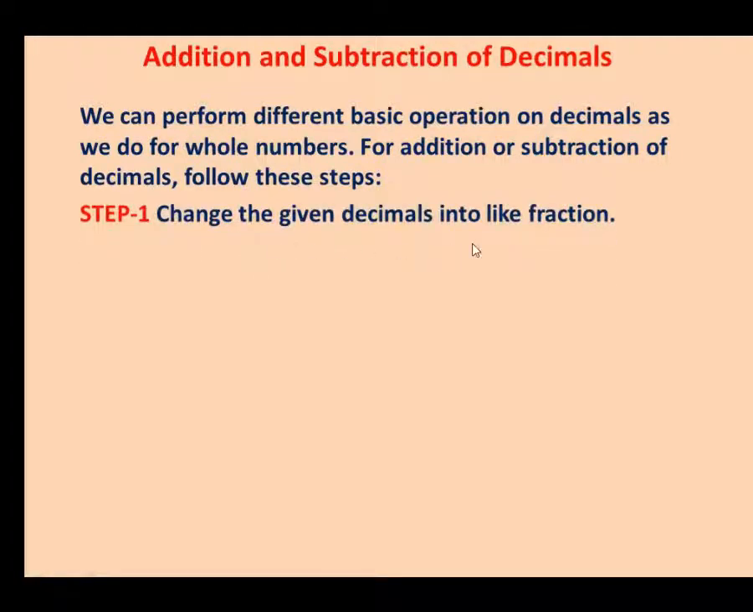Change the given decimals into like fractions. First of all, we need to change the numbers into like fractions. Whatever decimal numbers we have been given, whatever numbers we are adding, we have to convert them into like fractions by adding 0 in decimals.